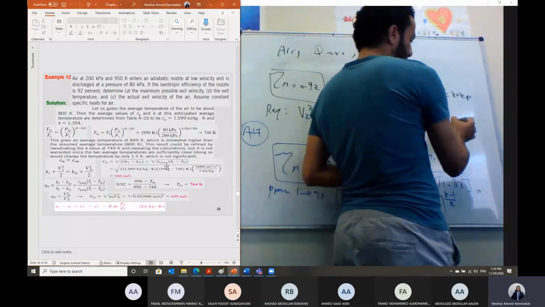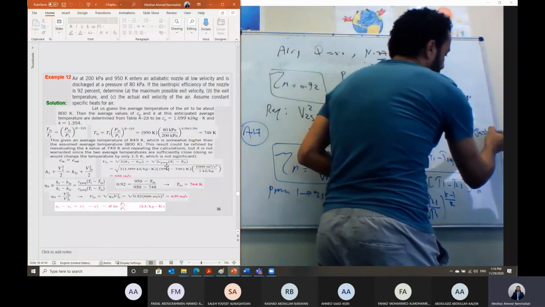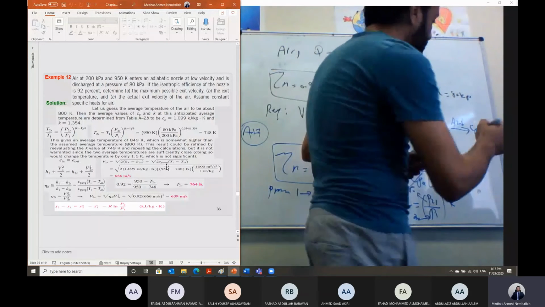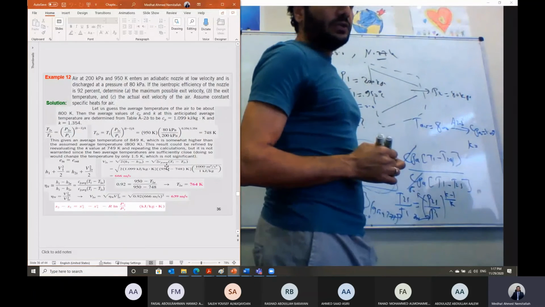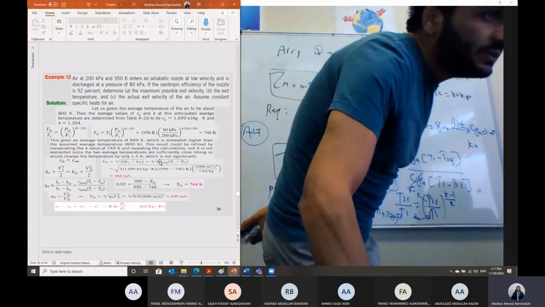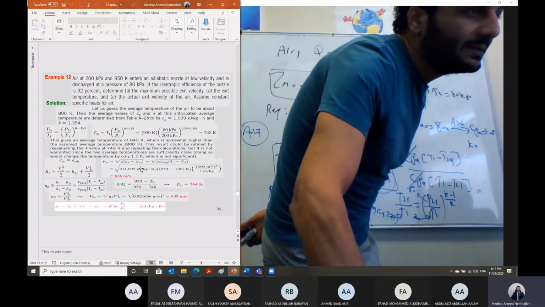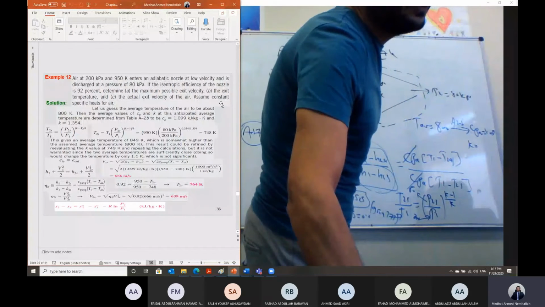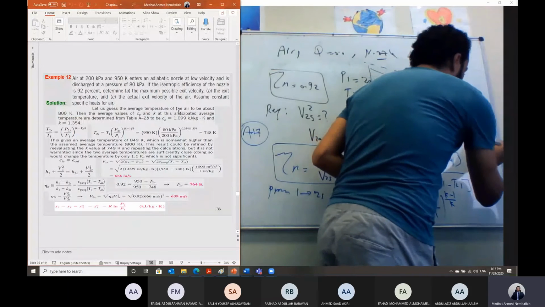And then I will go to table A-2b. Then I can get Cp average equal to 1.099. And also from table A-2b for air, I can get the value of the specific heat ratio, k. Let me check those values here. So at 800 K, Cp is 1.099 and the specific heat ratio is 1.354.